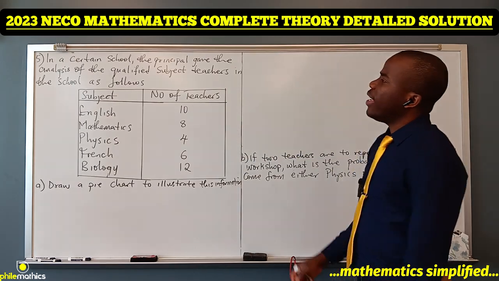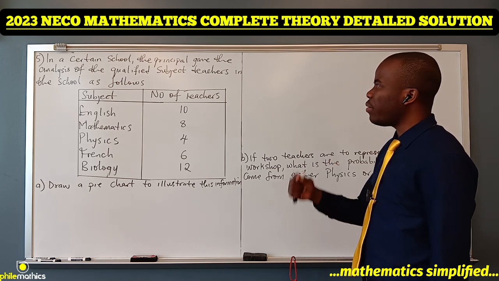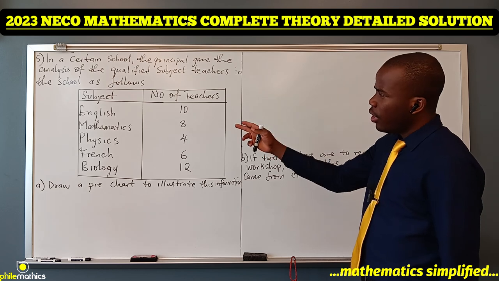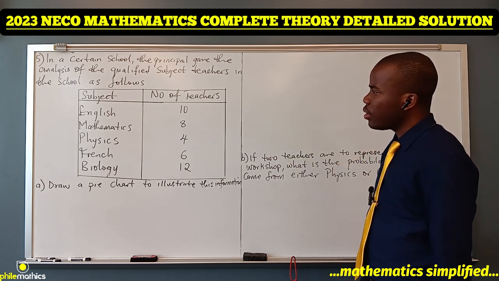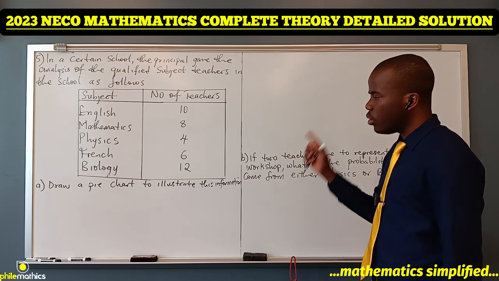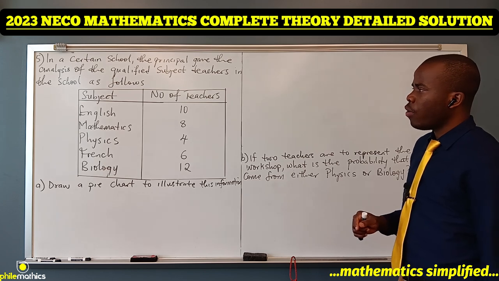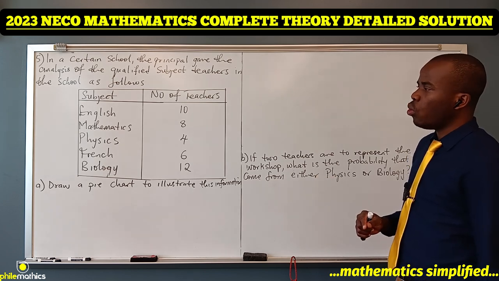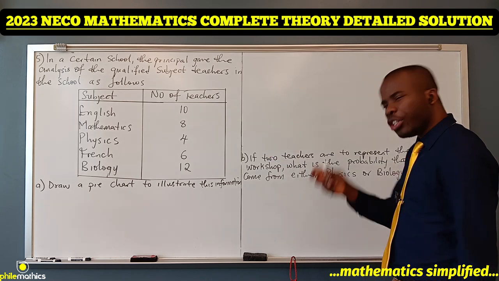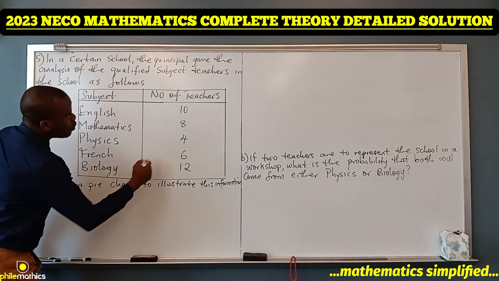Question 5 says, in a certain school, the principal gave the analysis of the qualified subject teachers in the school as follows. English has 10 teachers, mathematics 8, physics 4, French 6, biology 12. Draw a pie chart to illustrate this information. First, to draw a pie chart, we'll first of all know what degree each of these subject teachers represent in the pie chart. And so let's calculate the total number of teachers in the school.